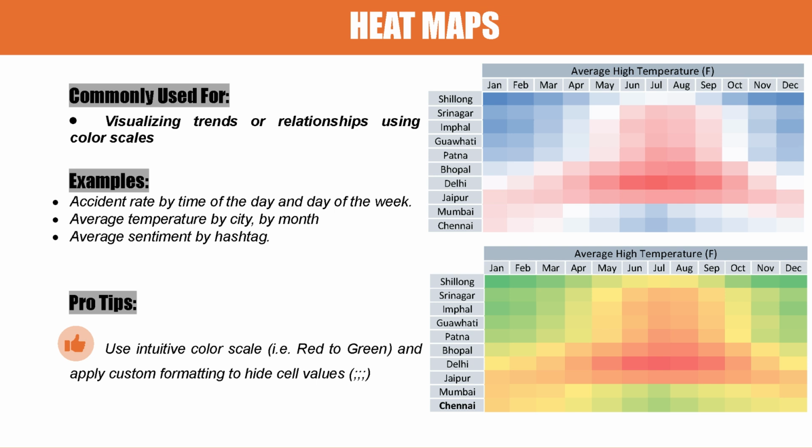One on the top is using the blue, white and red color scale in order to visualize the data. The second one is using green, yellow and red color scale, and this is how a heat map looks like. Without spending much time on theory, let's understand it with an example in Excel.